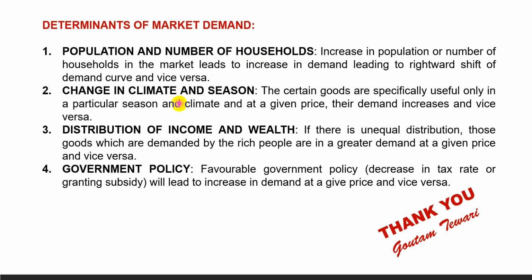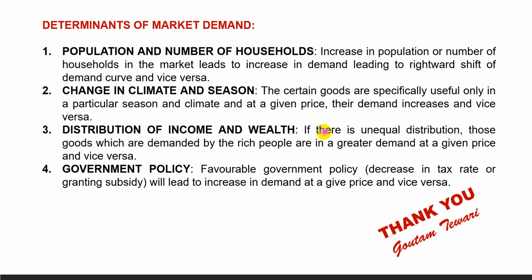Change in climate and season. Certain goods are specifically useful only in a particular season and climate. So during the season, at a given price, their demand will increase and the demand curve will shift towards the right. And during the off season, the demand for the commodity will decrease and the demand curve will shift towards the left, even at the given price.